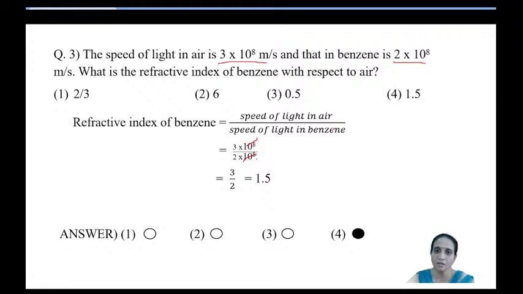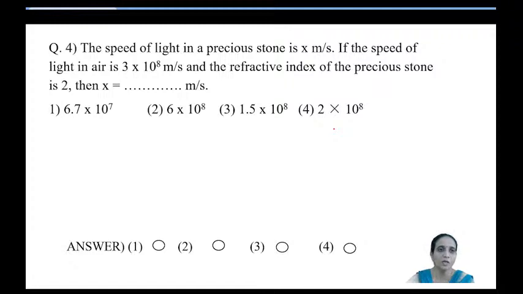So you will darken the circle. Read the question properly. Don't be in a hurry, see which circle you are darkening, and according to that you have to give the answer. Question number 4. The speed of light in a precious stone is x meters per second. If the speed of light in air is 3 into 10 raised to 8 meter per second, and the refractive index of the precious stone is given to you as 2, then you are going to find x over here.